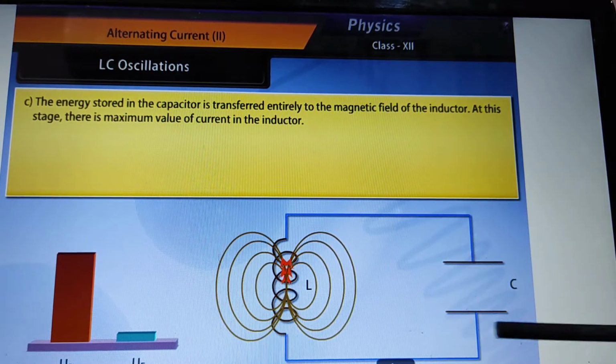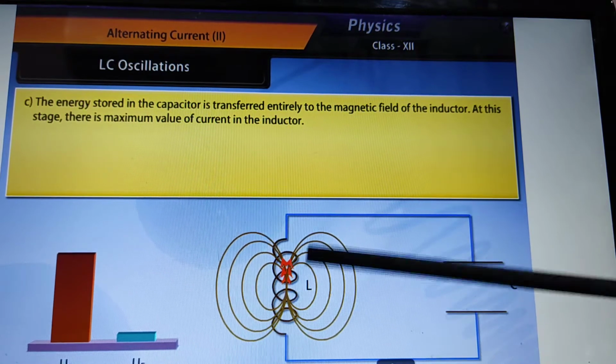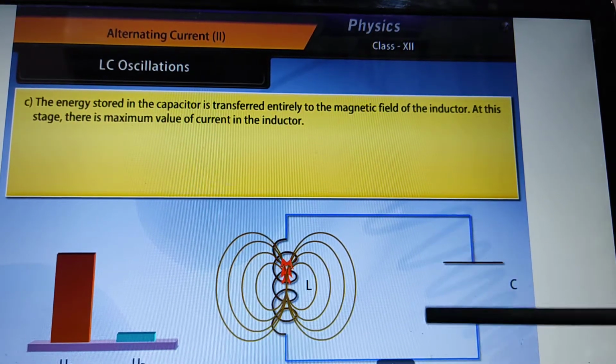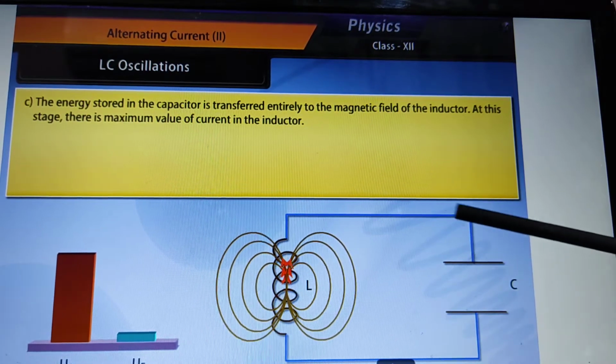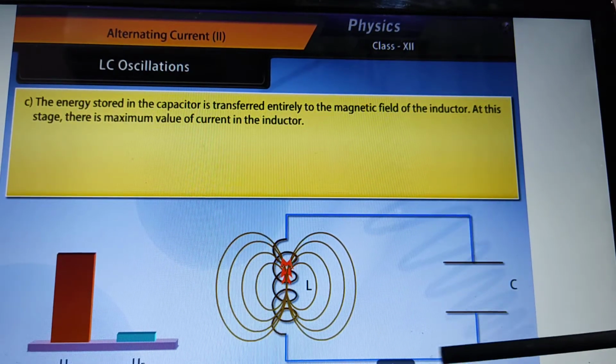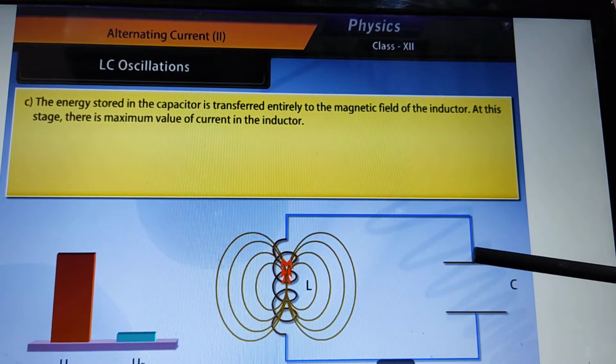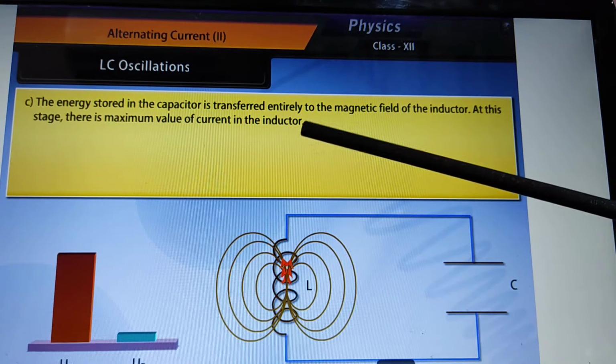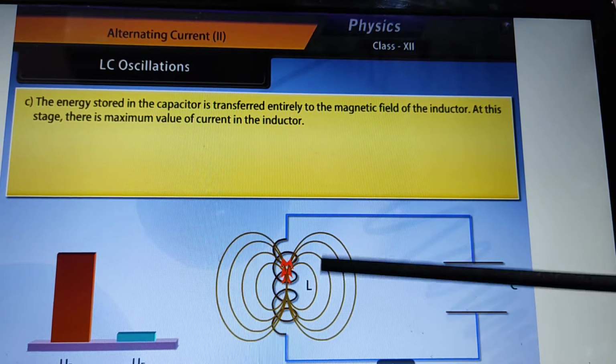When the complete transfer of energy from capacitor to inductor happens, the charge here becomes zero, because all the charge is transferred from the negative plate towards the positive plate, and at that moment there is a maximum value of current in the inductor.